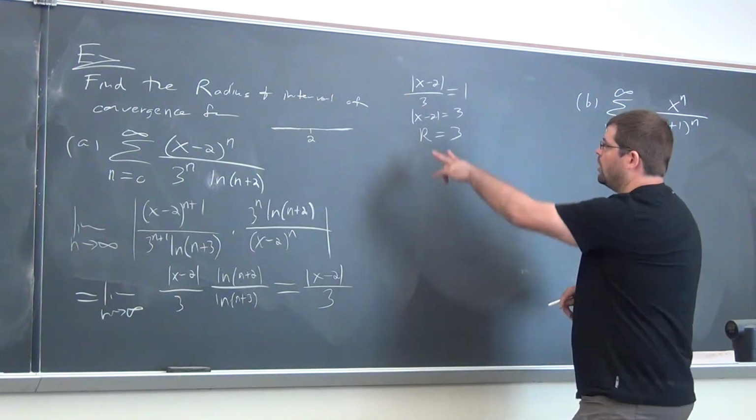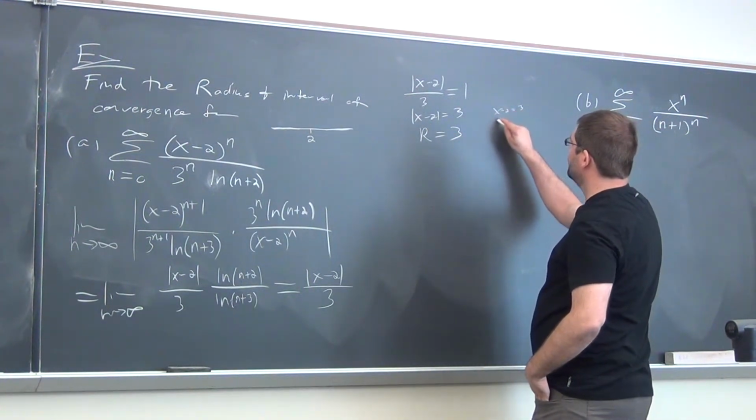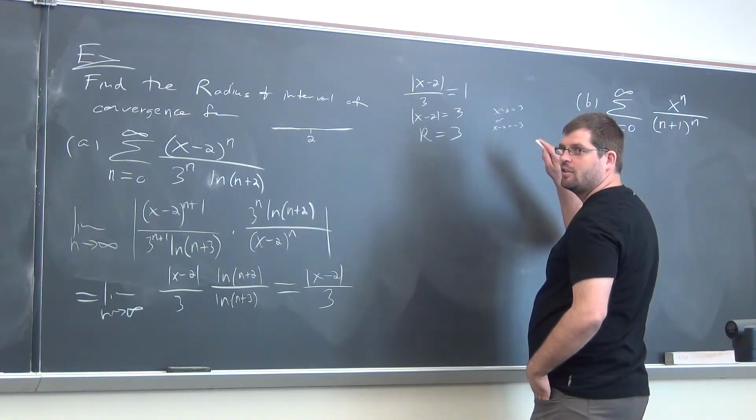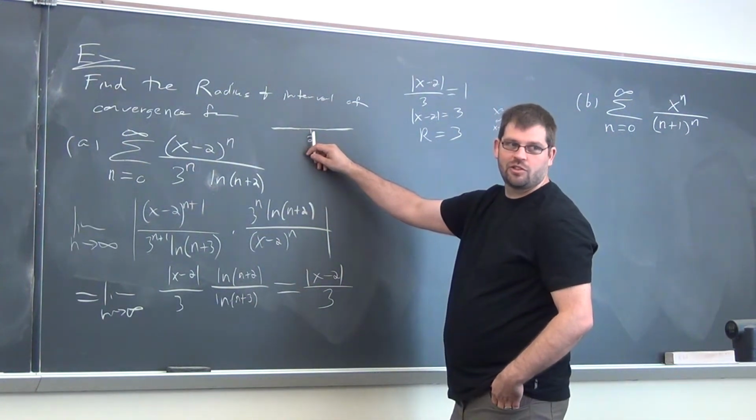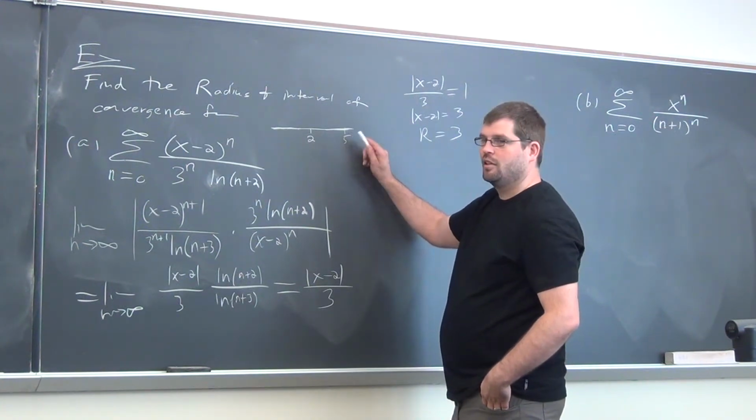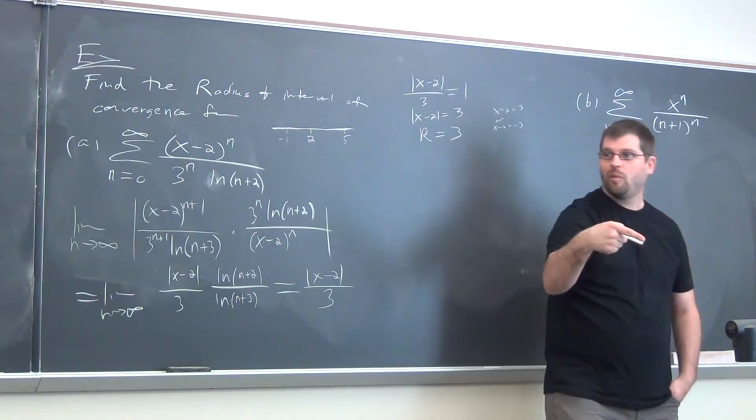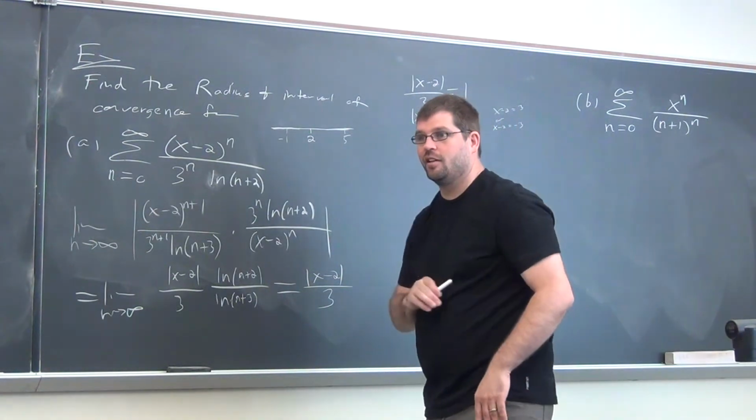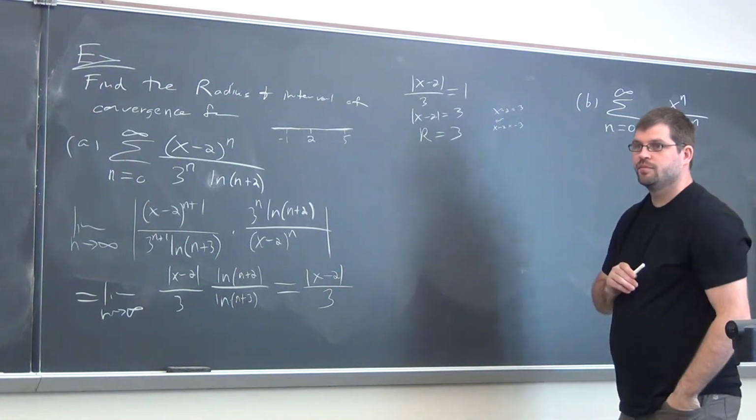What does it mean for absolute x minus 2 to be 3? It means x minus 2 is 3, or x minus 2 is negative 3. Or you can just think, if I'm at 2 and my radius of convergence is 3, then to the right I'm at 5, and to the left I'm at negative 1. So just be careful, don't go back to negative 5 or even 3 and negative 3, I'll see that a lot. You're starting at 2 and you go 3 this way and 3 that way to get your endpoints.